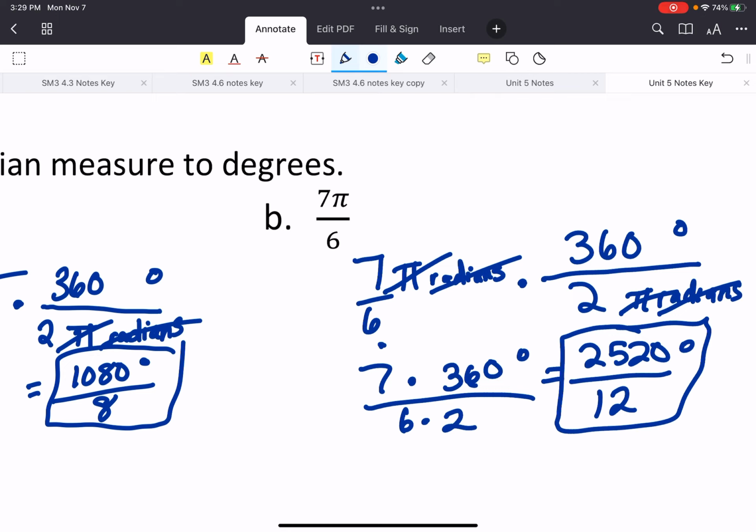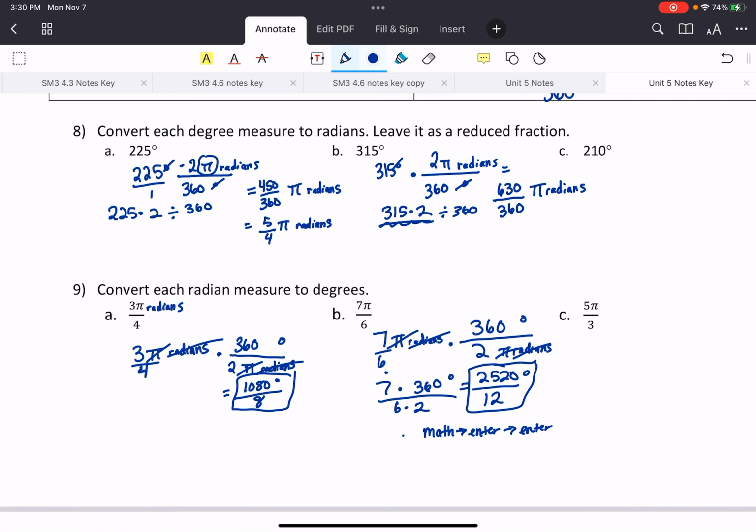On your calculators, to go from decimals to fraction, you click math, enter, enter. So that is how you convert from radians to degrees and degrees to radians.